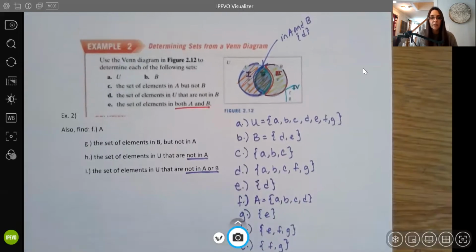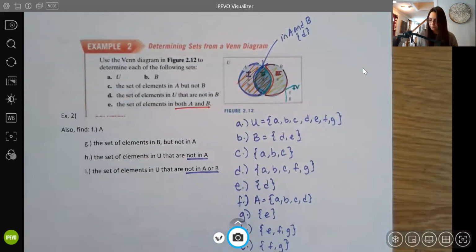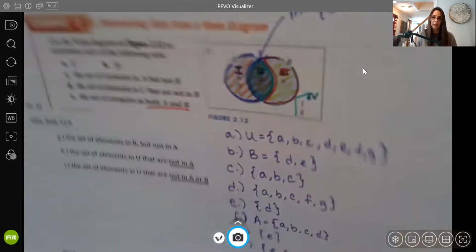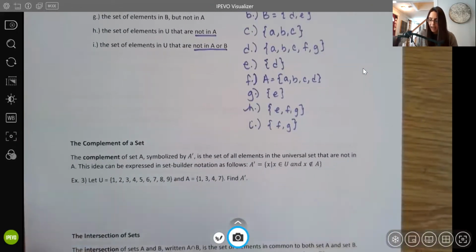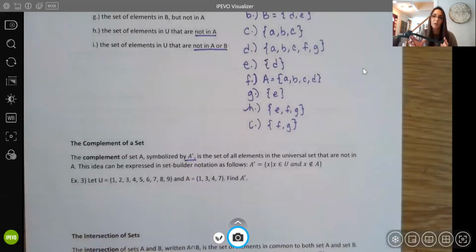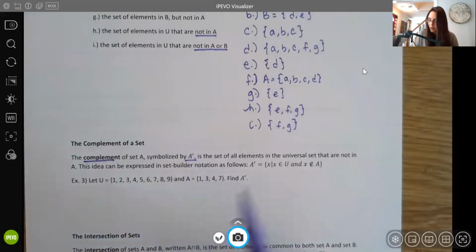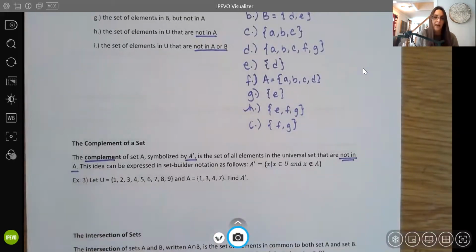So just some examples here of playing around with those Venn diagrams and learning how to read them. Really figuring out where those overlapping regions are, what our different sets are, and so on. Now, we've been using this idea of not a lot, and this actually is a really important definition. So the complement of a set, we'll say set A, is symbolized like this. It's A with this little dash there. So whatever set we're talking about, if you want the complement of it, we use this little dash. It's the set of all elements in the universal set that are not in set A.